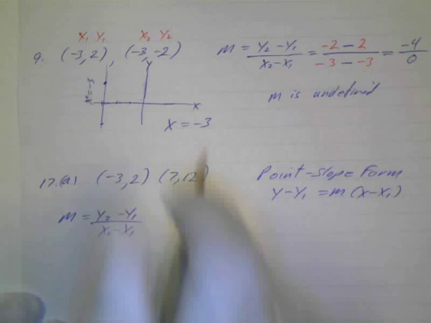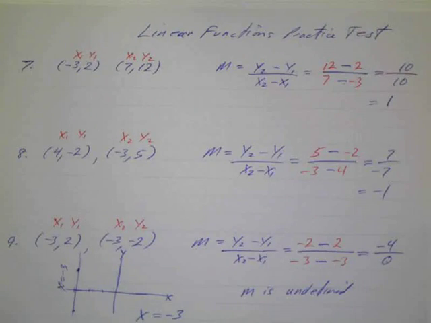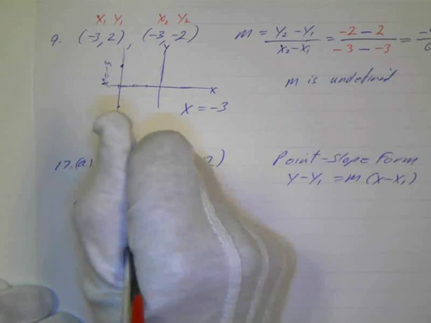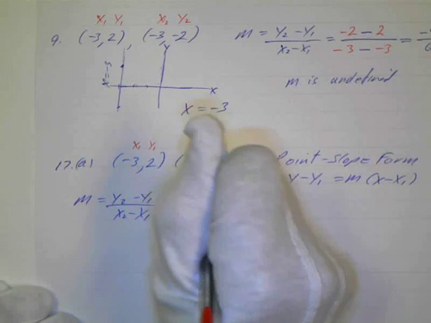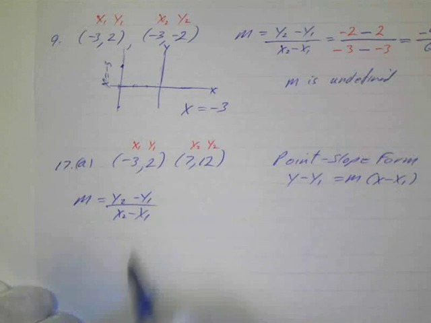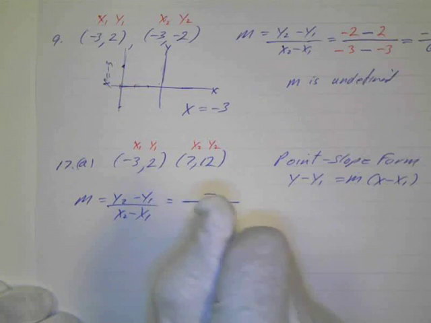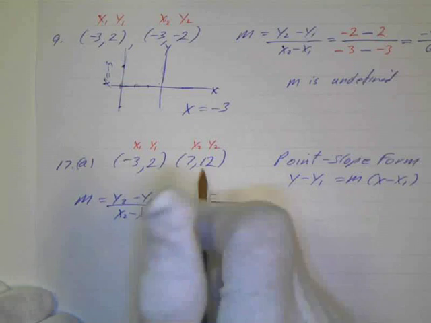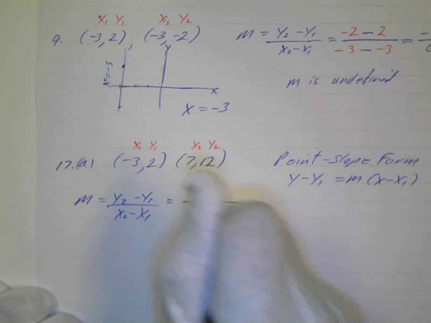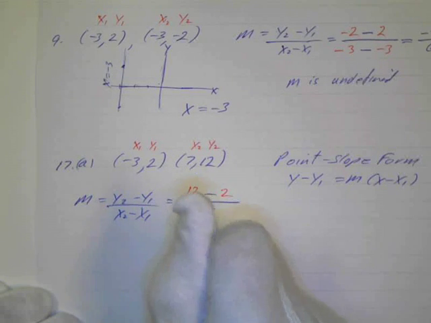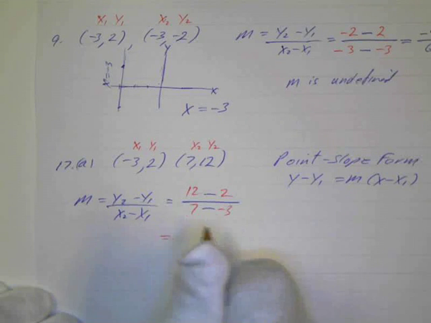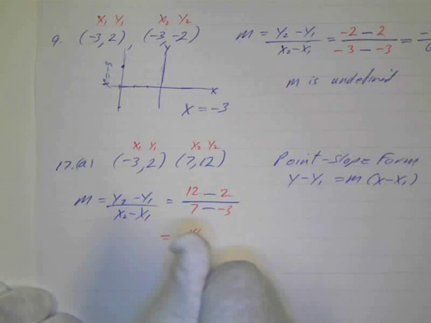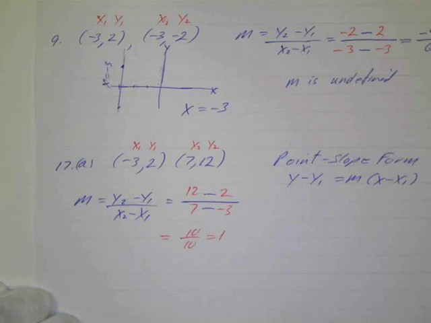We've already done this, and you can see the work up here, but I'll do it again. I'll call these x1, y1, x2, y2, and put my formula down. I've got 12 minus 2 all over 7 minus -3, and that equals 10 over 10, which is 1. So m is 1. My slope is 1.